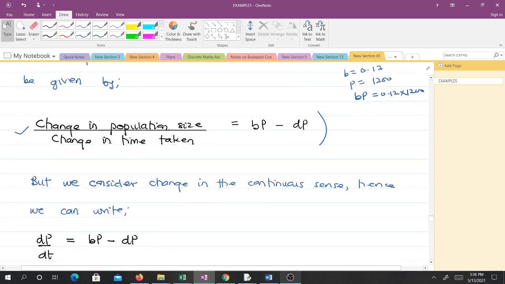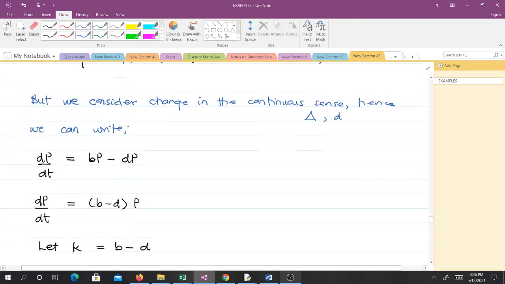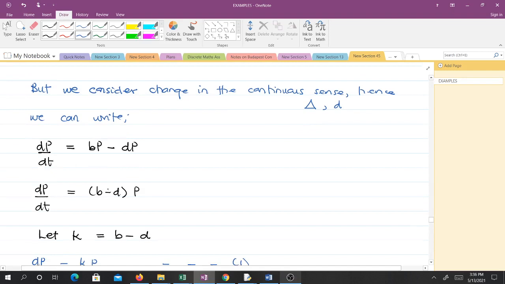I hope you understand this statement here. We will consider change in the continuous sense, not in the discrete sense. When you are considering change in the discrete sense, we use delta to represent our change, but in the continuous sense, we use d, the derivative. So we can write the change in population size as dP and the change in time as dt, and it will be equal to b times P minus d times P. We have a common variable here, which is P, so we can factorize that out. That will give us dP/dt equal to (b minus d) times P.